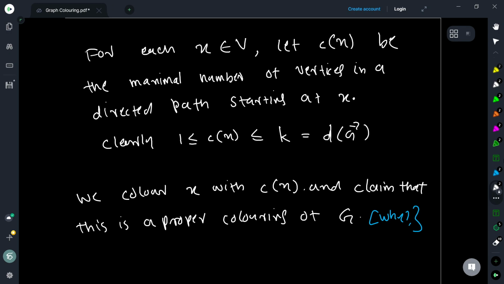And this parameter d of G oriented is an upper bound for this number, of course, right? And we know that we are going to use only colors from 1 to at most d of G oriented. Now, I want to show that this coloring that I have given is actually a proper coloring. So we color the vertex x with the length of the longest directed path plus 1 starting from that vertex, and claim that this coloring is proper. So can you tell me why this is a proper coloring?